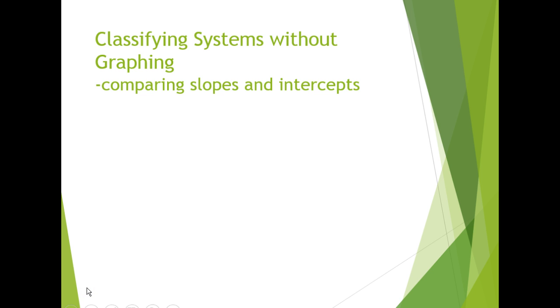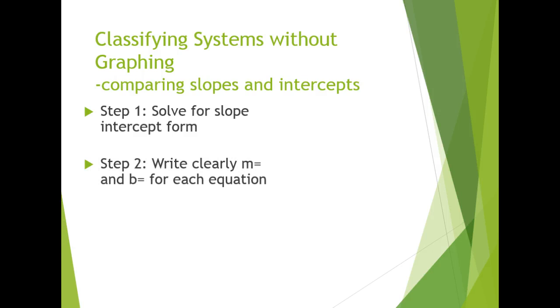Okay, let's try to classify systems without looking at the graphs of them. Let's do it just by simply comparing slopes and intercepts. So let's fill in the steps there. Step 1 is to solve for the slope using slope-intercept form. In other words, get it in y equals mx plus b. Step 2 is to write clearly what is your m and b for each equation. What is your slope and what is your y-intercept? Step 3 is to compare those values.